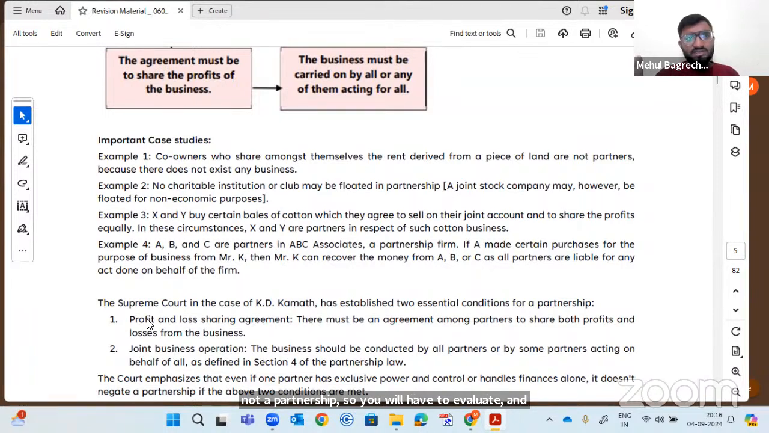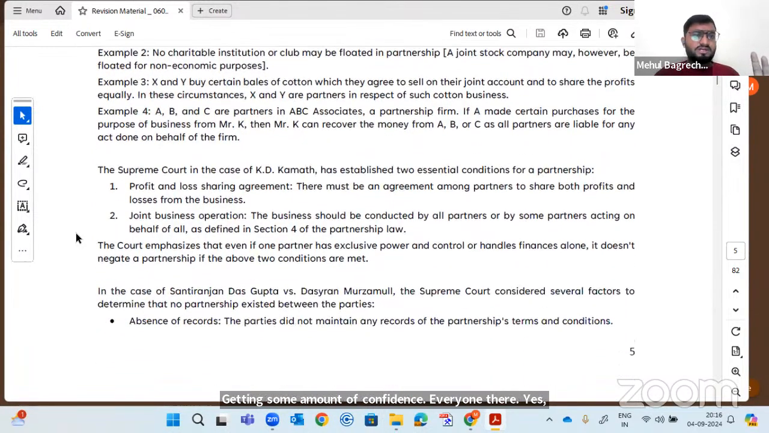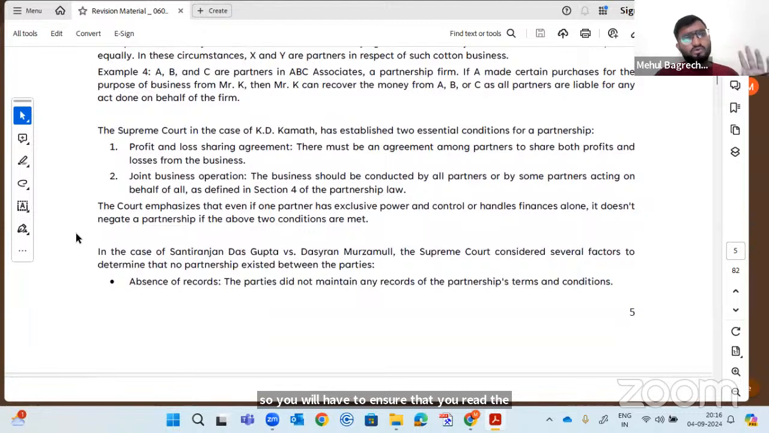Getting some amount of confidence, everyone there? Yes. So you will have to ensure that you read the case studies. These examples are very, very important, friends. All right. Make it a point to ensure that you look at the examples.